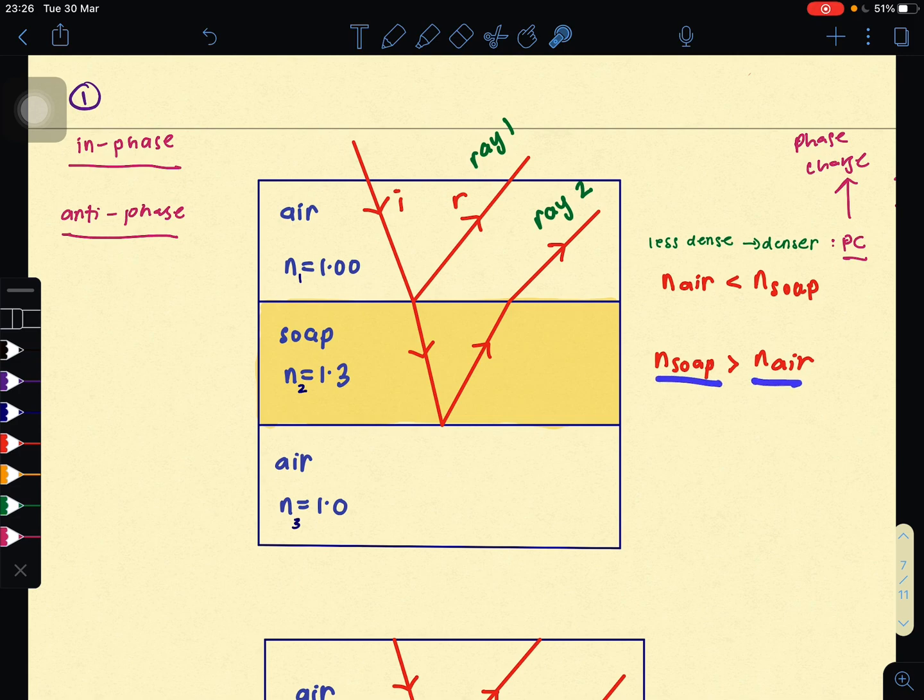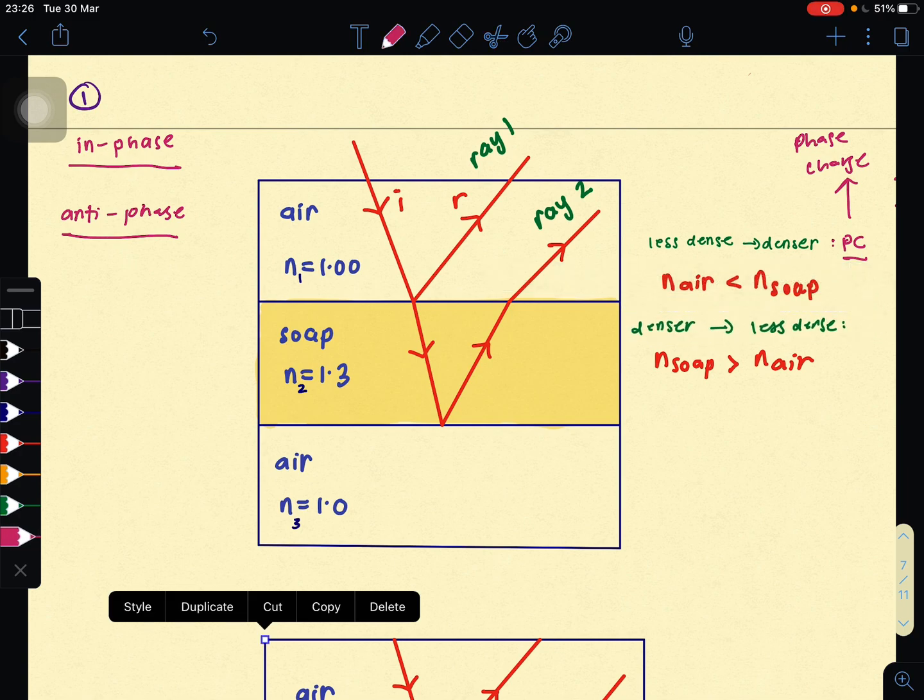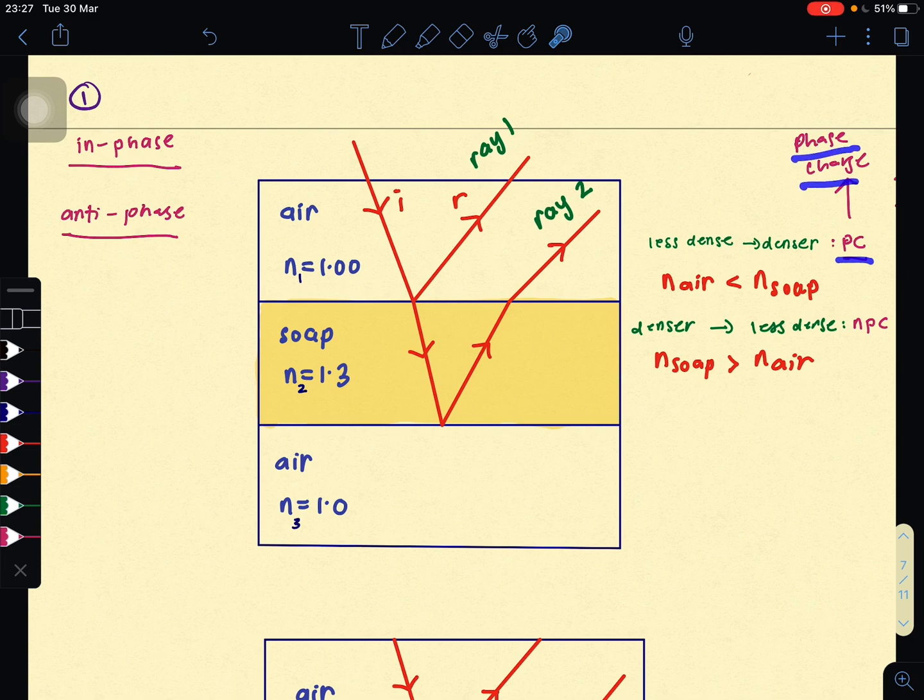And then soap to air. The soap here is denser, and then it goes to the air, which is less dense. Here, meaning that from denser to less dense, there will be no phase change, NPC. So here PC is phase change, NPC is no phase change. Since one has a phase change and the other has no phase change, if PC and NPC, what happens is it will be anti-phase, because one has a phase change and the other has none. So it will be anti-phase. Just remember that: PC and NPC will be anti-phase.